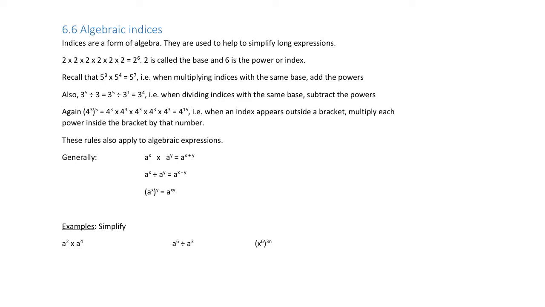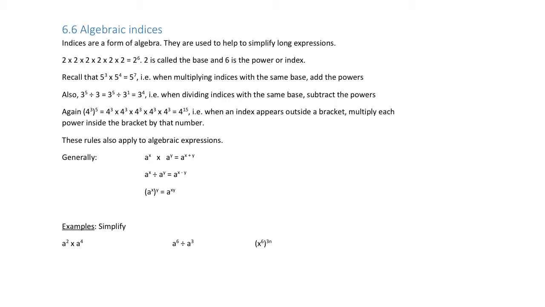Algebraic indices. We should be familiar with indices in index form for numbers. So if we have 2 times 2 times 2 times 2 times 2 times 2, there's 6 2's being multiplied together. We can write that as 2 to the power of 6, where the 2 is called the base and 6 is the power or the index.